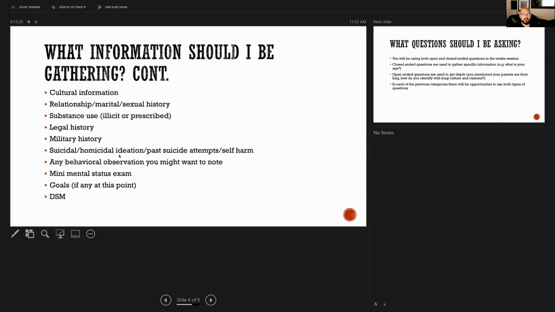And so we know that individuals who engage in self-harm, meaning even cutting, burning, things like that, have a higher risk of suicidal ideation and actual suicide attempts. And so getting that information can be really important.